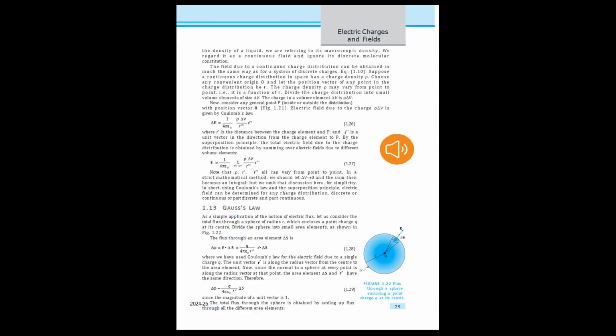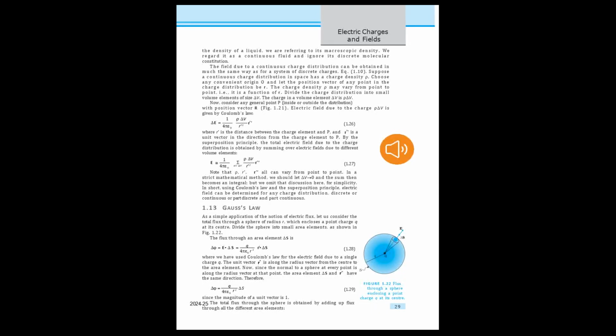When we refer to the density of a liquid, we are referring to its macroscopic density. We regard it as a continuous fluid and ignore its discrete molecular constitution. Then, the field due to a continuous charge distribution can be obtained in much the same way as for a system of discrete charges.